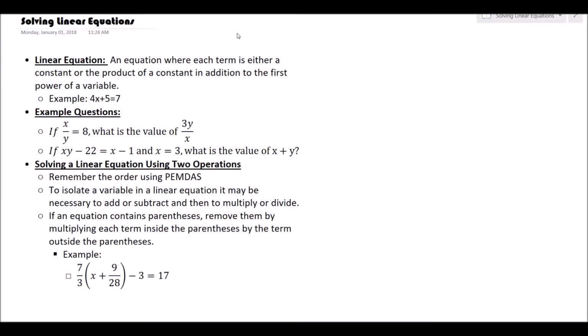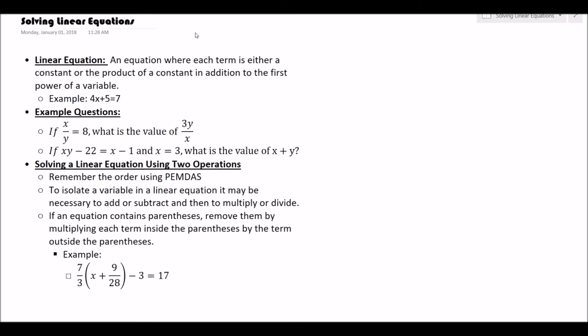Today we'll be going over solving linear equations. A linear equation is an equation where each term is either a constant or the product of a constant and the first power of the variable. In this equation, x is the variable and 5 is a constant. Let's do some example questions.